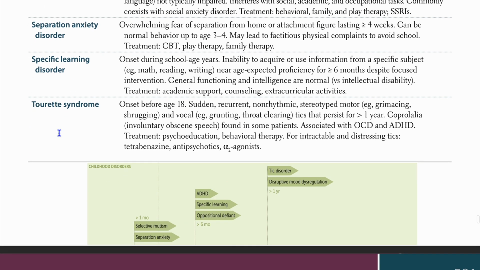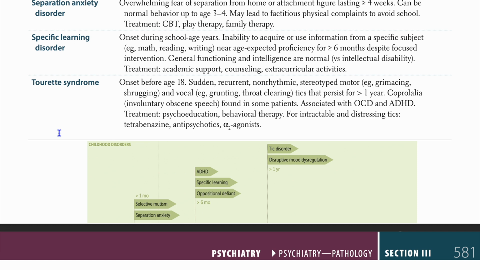Specific learning disorder, onset during school age years, inability to acquire or use information from a specific subject, for example, math, reading, or writing, near age expected proficiency for 6 or more months, despite focused intervention. General functioning and intelligence are normal versus intellectual disability. Treatment is academic, sport, counseling, extracurricular activities.